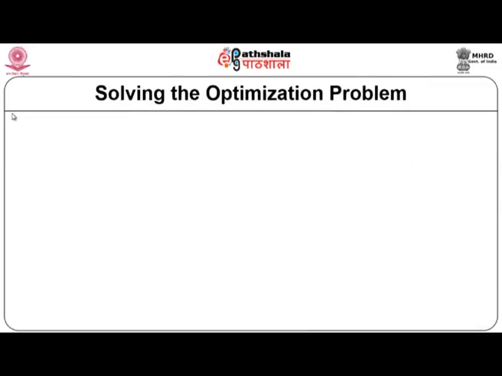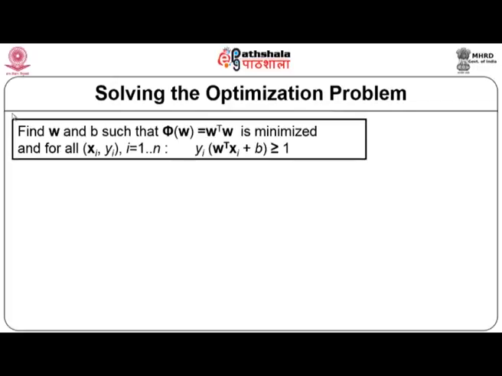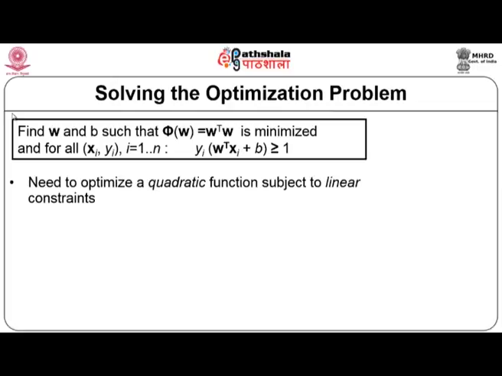Okay. Now, we want to solve this optimization problem. We want to find a w and b such that phi(w) = w^T w is minimized for all values of xi and yi, where yi(w^T xi + b) is greater than or equal to 1. So, you need to optimize a quadratic function subject to linear constraints.